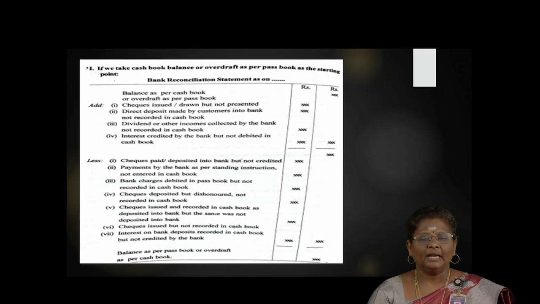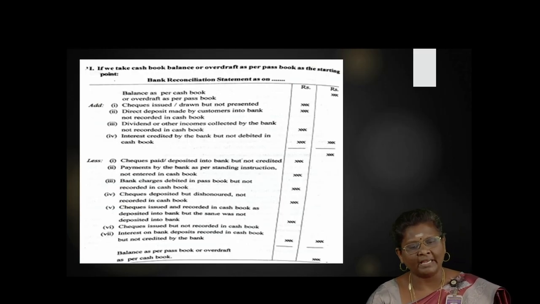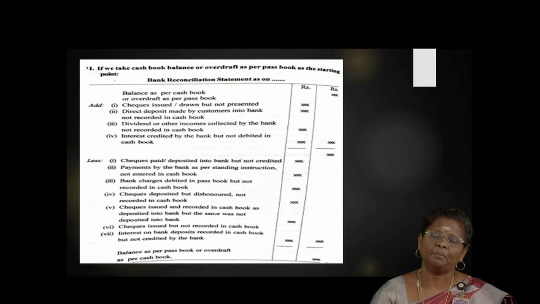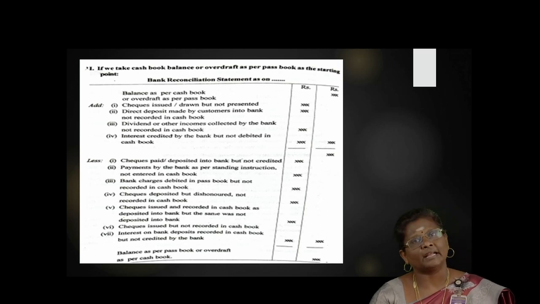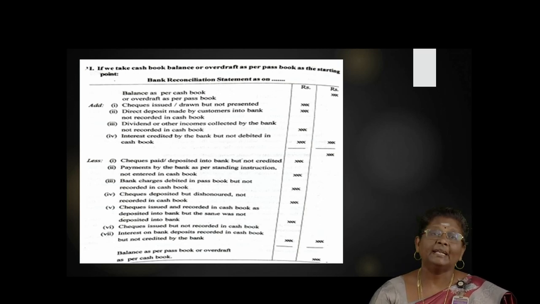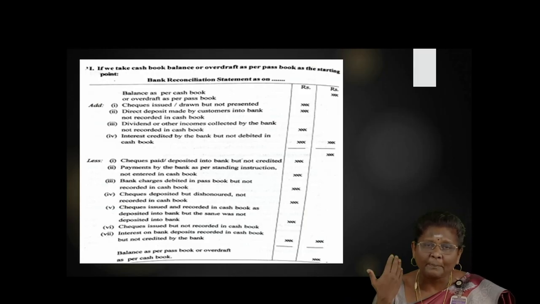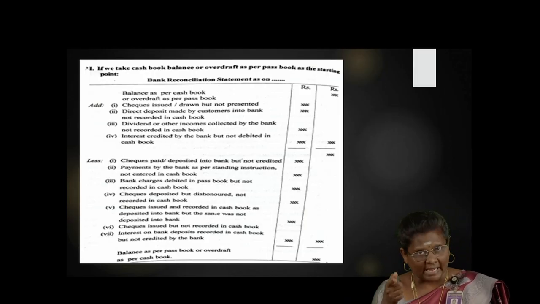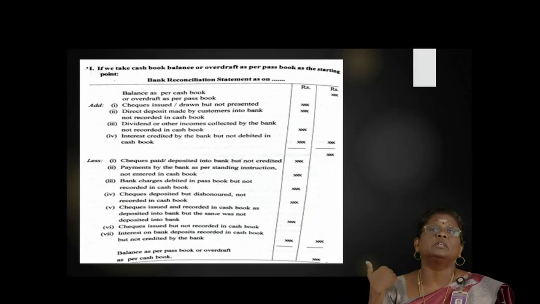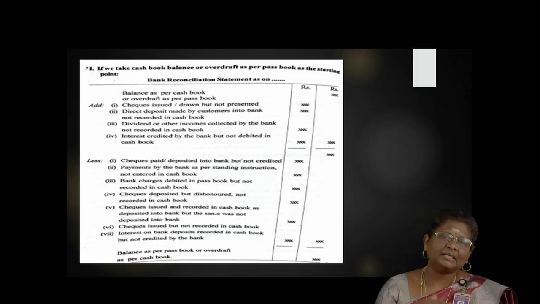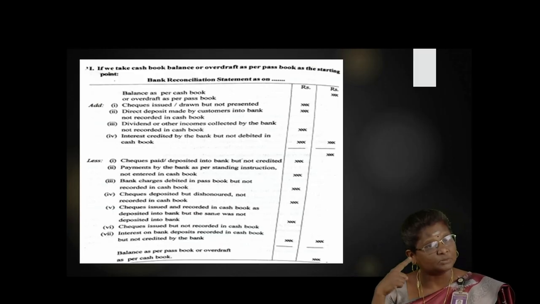Next one, direct deposit made by the customer into the bank, not recorded in the cash book. In that case, the customer directly pays the amount to the bank. So the passbook amount is higher compared with the cash book balance. So the passbook balance is higher, so that amount should be added.